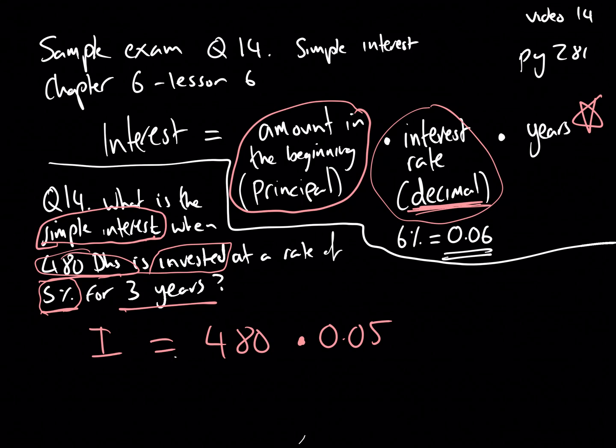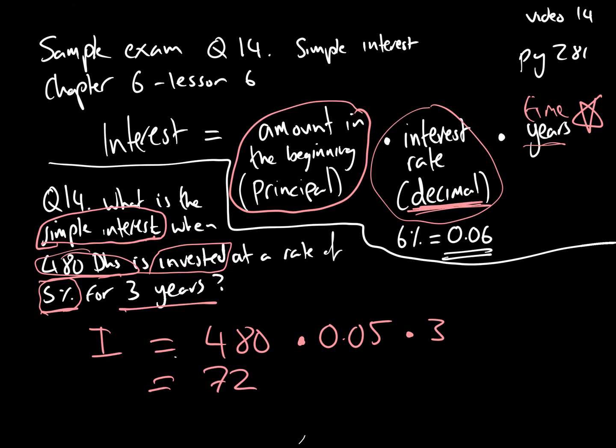And then the time that we need in the years, time is 3 years. So we multiply this by 3. And the answer is 72. So the interest is 72 dirhams. And this is answer choice C.